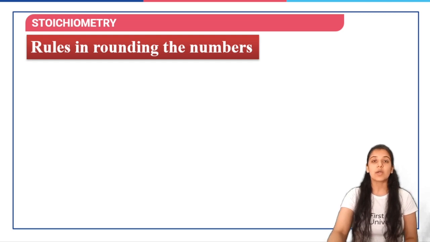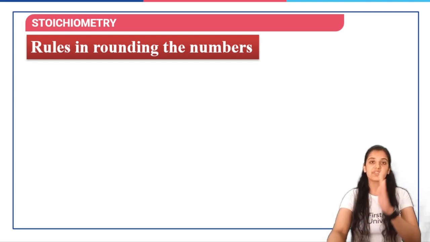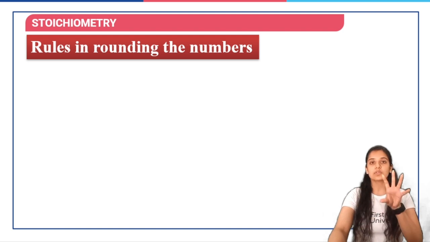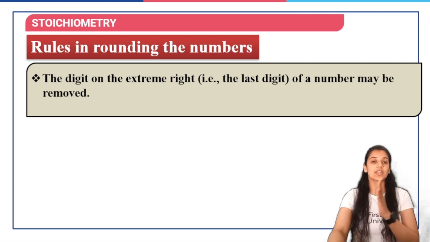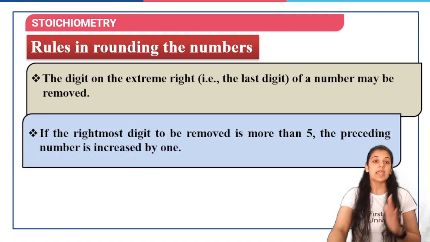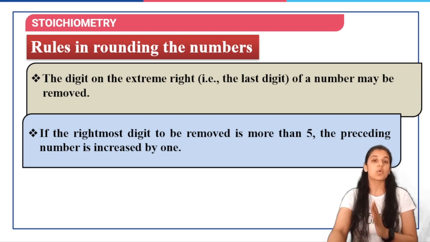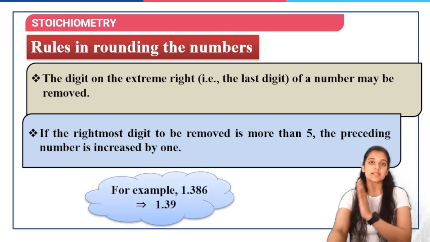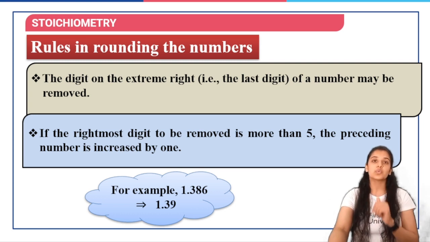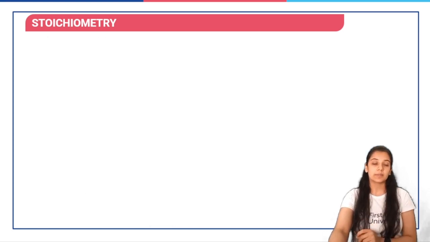Now, what are the rules in rounding of the number? This was 3.125. 2 was less than 5, so we cannot write it as 3.2 as approximate. We will write it as 3.1. So how are we rounding off the numbers? The digit on the extreme right, that is the last digit of a number, has to be removed. If the rightmost digit to be removed is more than 5, then preceding number will be increased by 1. For example, if it's 1.386, I have to remove 6. Since it is greater than 5, so I'll add 1 to 8, that is 1.39.